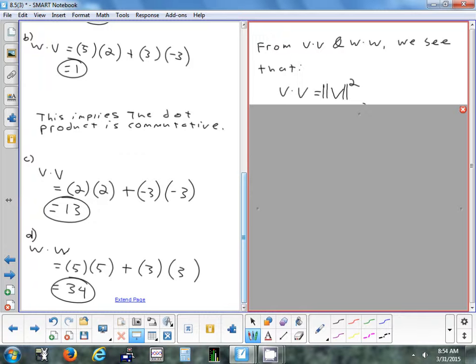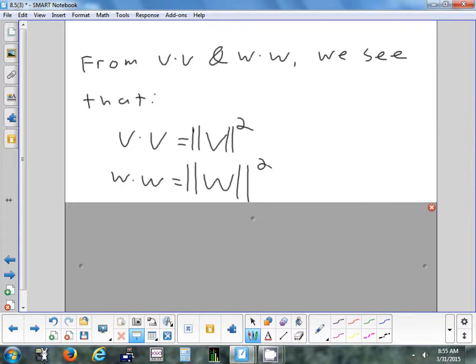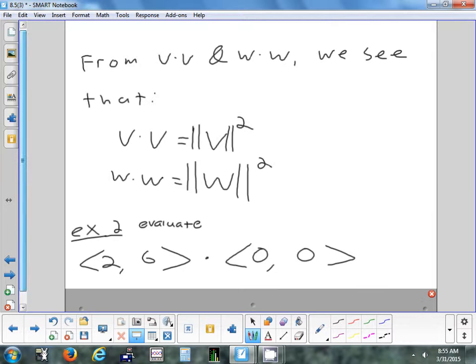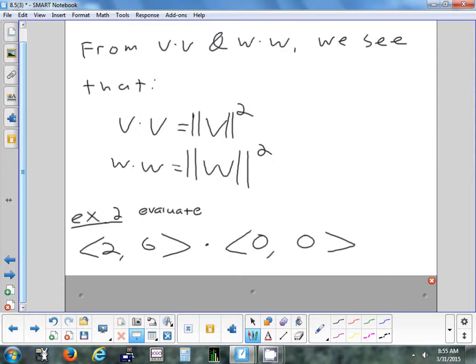We're going to combine that idea with the law of cosines in a few minutes. And it's also true for w dot w, any vector dotted with itself. Any question on that idea? Dotting a vector with itself gives you the magnitude of the vector squared.